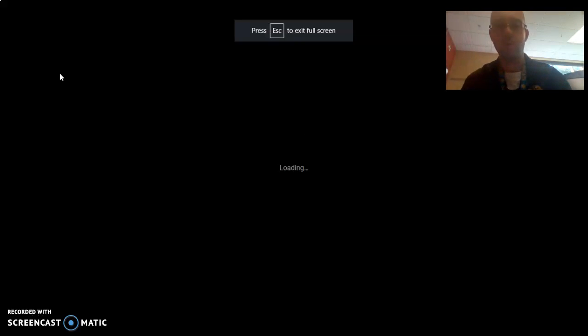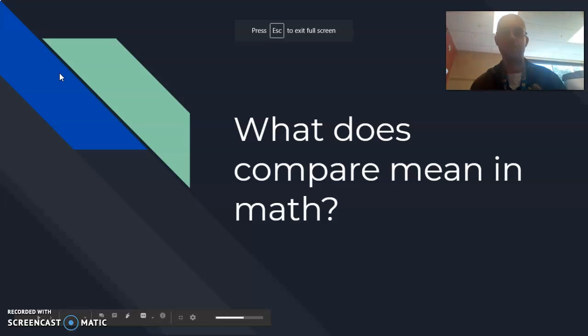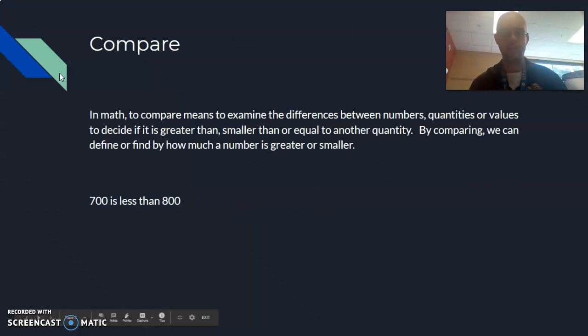Here we go. We're going to look at what does compare mean in math. So in math, compare means to examine the differences between numbers, quantities, or values to decide if it is greater than, smaller than, or equal to another quantity. By comparing, we can define or find how much a number is greater or smaller.